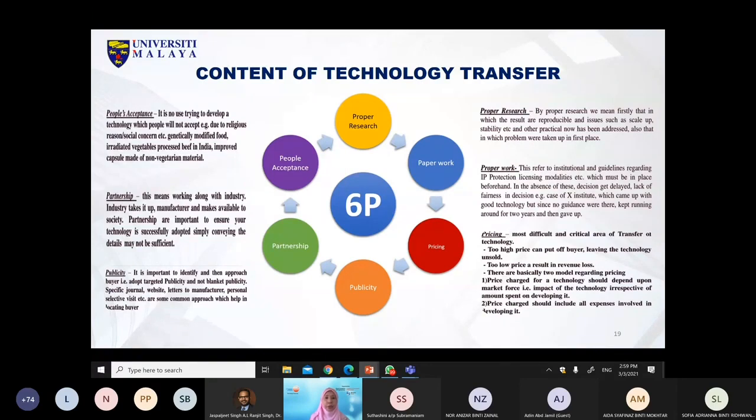And then when you already have the partnership, we have to get the people to accept our innovation. In doing that, people's acceptance is very, very important. There is no use trying to develop a technology that people will not accept. For example, a very sensitive issue for Muslims is that the product must be halal, and for the Indian population, a food product must not have any processed beef in it, so it's vegetarian. These are all the things you have to consider in order to get people's acceptance. Those are the proper contents of the technology transfer.